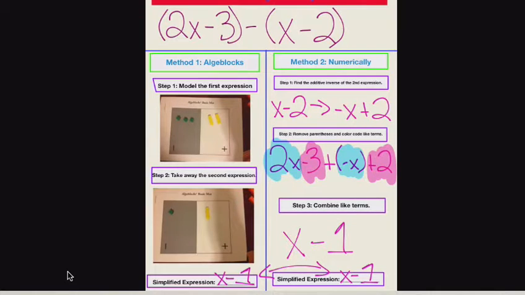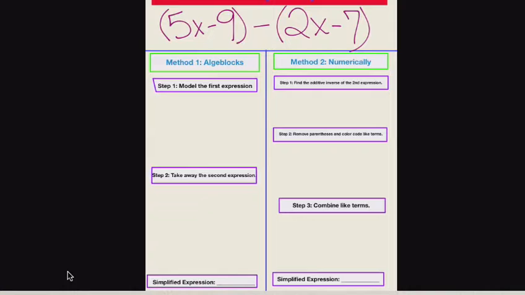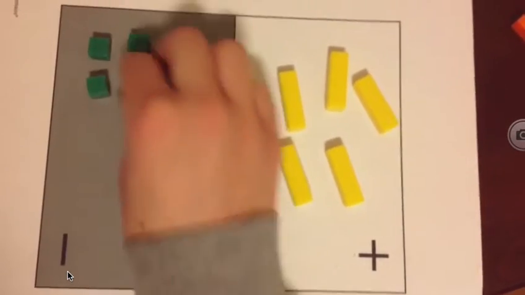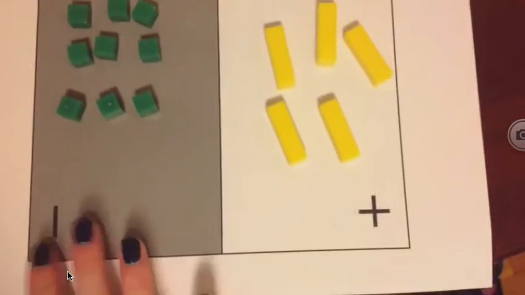All right, let's go ahead and try another one. Now we've got the expressions 5x minus 9 minus 2x minus 7. Again, let's try this first with the algebra blocks. We're going to model 5x minus 9. I'm going to model my positive 5x over here, and then we're going to have 9 over here. So I've got 5x minus 9 showing.